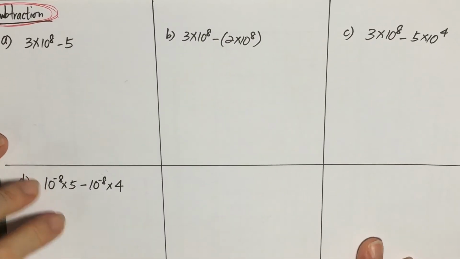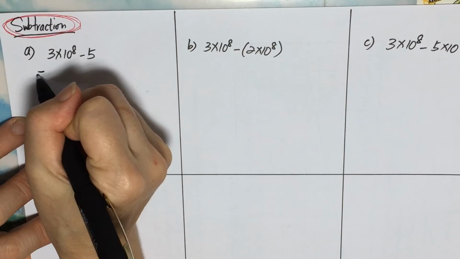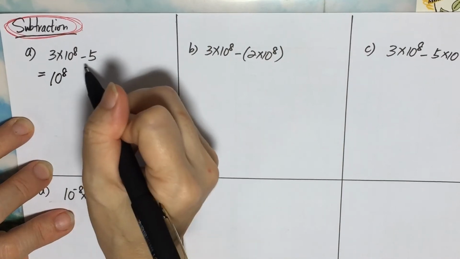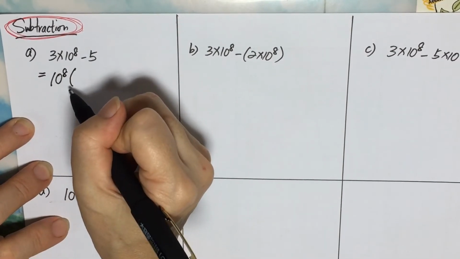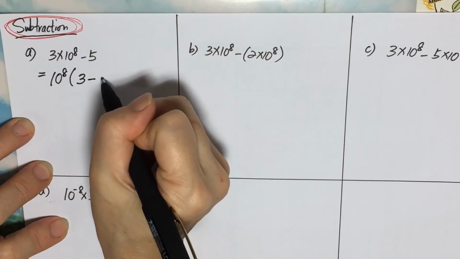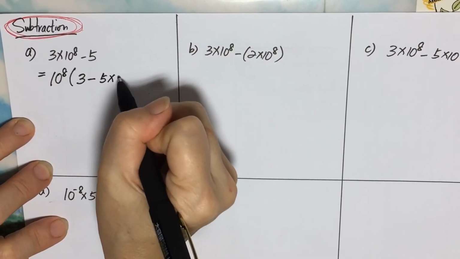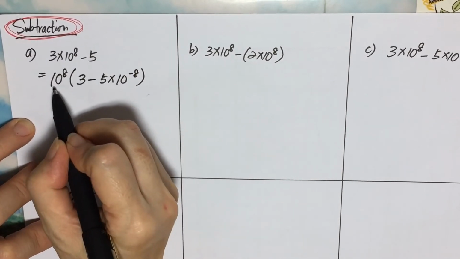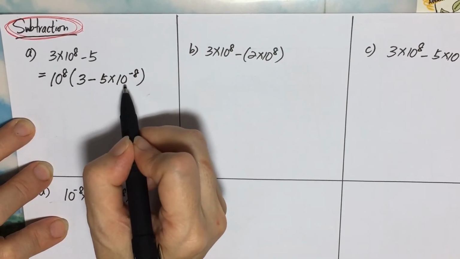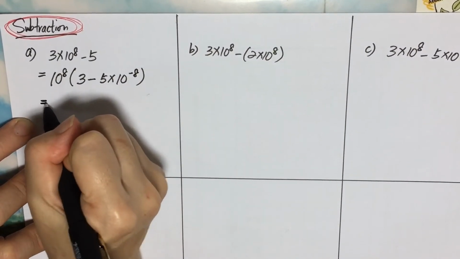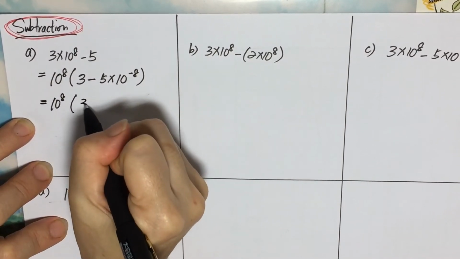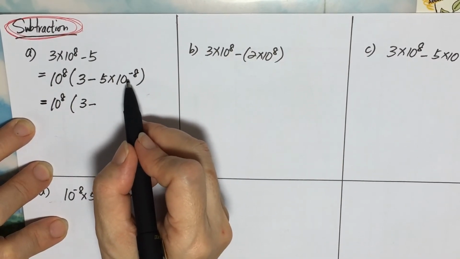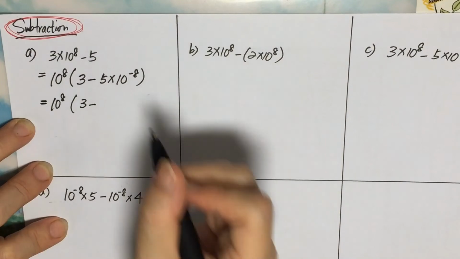Okay, next, subtraction. If I have subtraction like this, this is a very big number, this is a small number. So if I use the very big number to subtract a small number, and I take 10 to the power of 8 out, I'm going to get 3 minus, because it is 5, I put 5 times 10 to the power of negative 8, because 10 to the power of negative 8 times 10 to the power of 8 will be 10 to the power of 0, which is 1. So 5 times 1, which is 5. So here I have 10 to the power of 8, and this is 3 minus 5. We move the 5 8 spaces to the left.